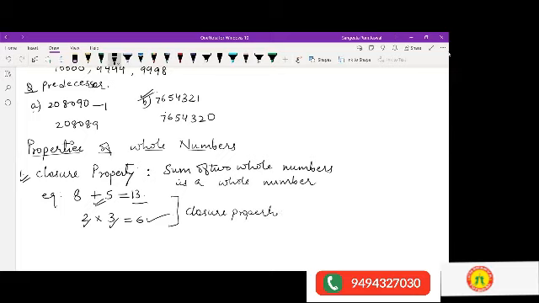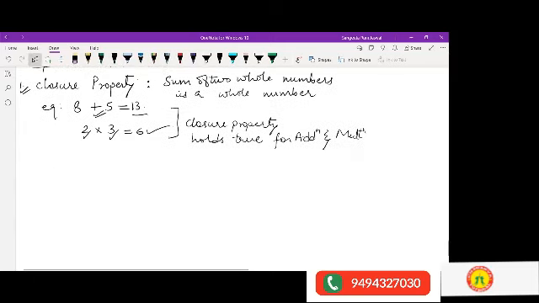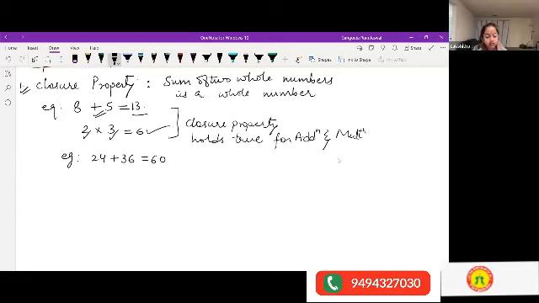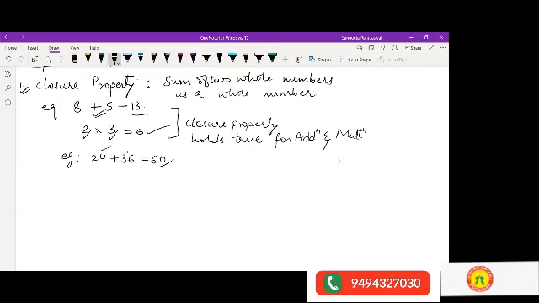Can you give another example? Can you give another example, ma'am? Yes, we'll take another example. It holds true for addition and multiplication. So we have seen the multiplication part also. See, I'll show you with more examples. Suppose you have the number 24 and the number 36. When you add them, what do you get? 60. So 60 is also a whole number. When you are adding two whole numbers, your answer is also a whole number only.